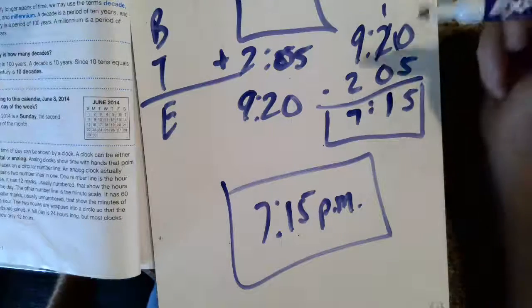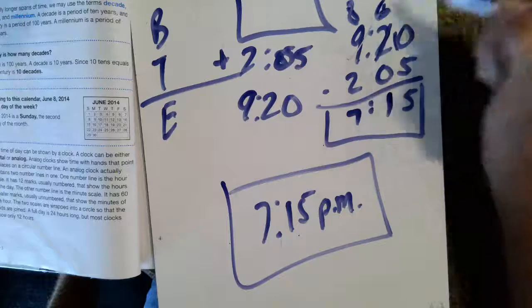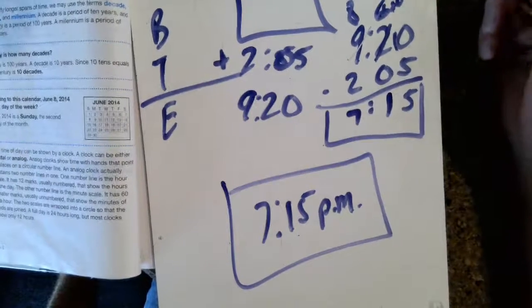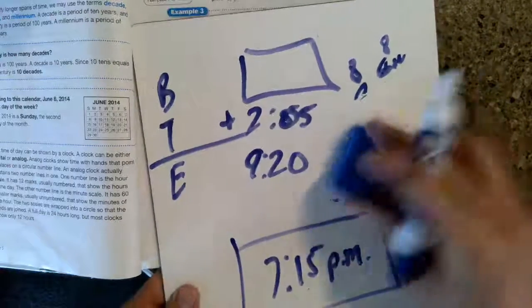But if we borrow an hour, we cross out the 9, make it an 8. And we don't bring over a 1. We actually bring over a 6. And we got to add 6 plus 2 equals 8 if we were going to try to subtract that. Okay? That we'll take care of in a future lesson.